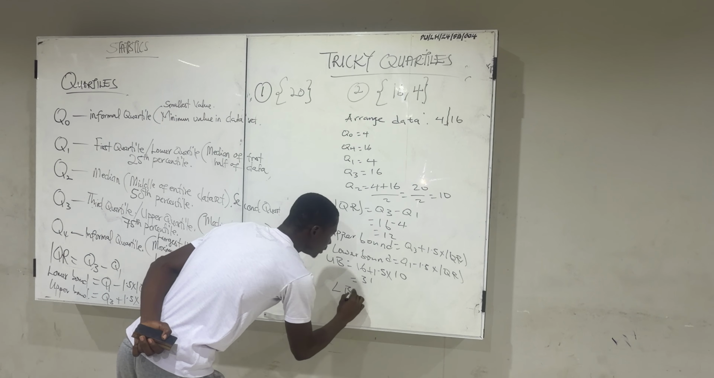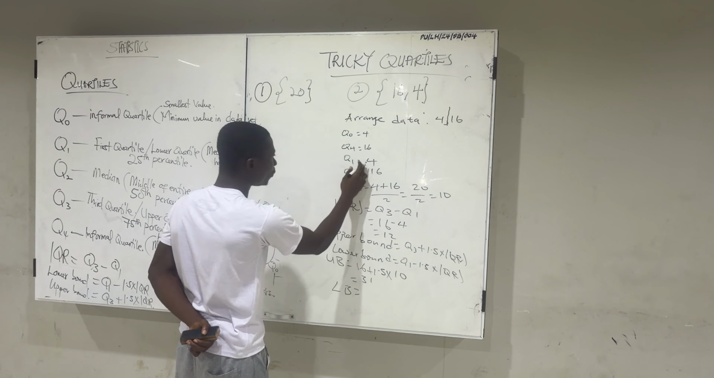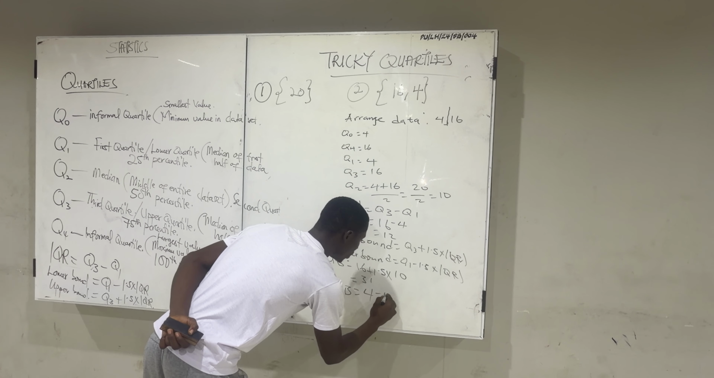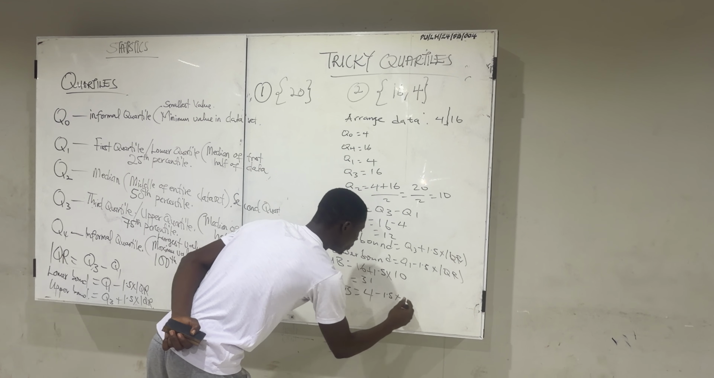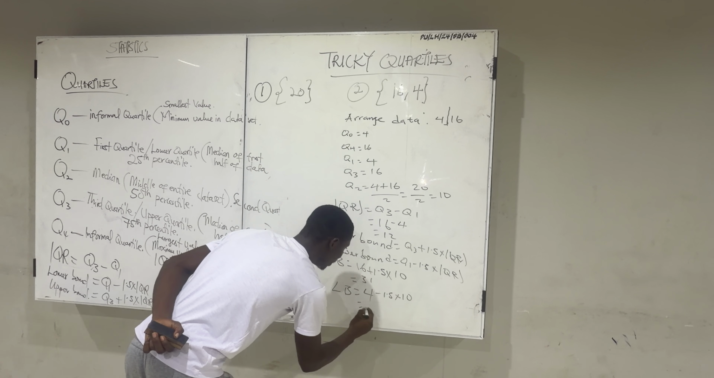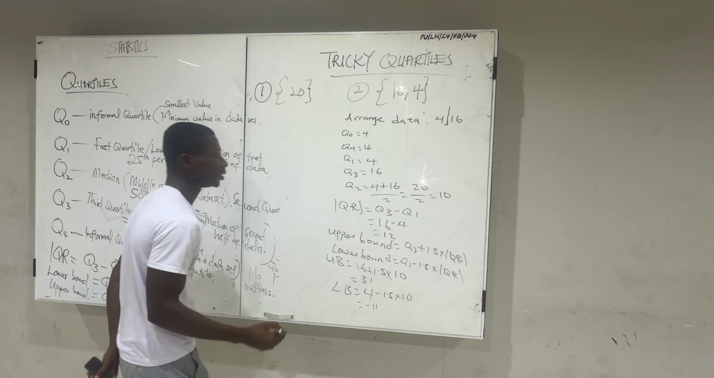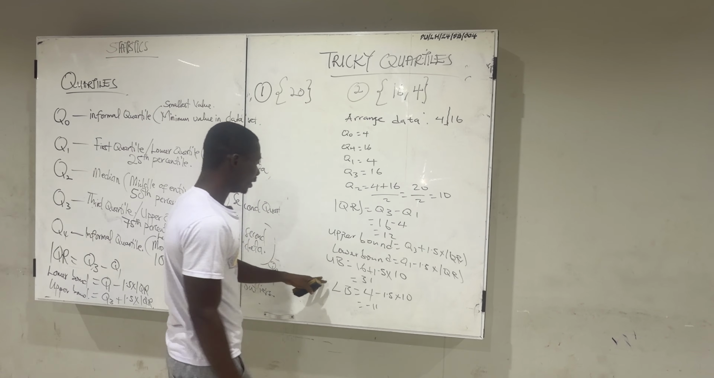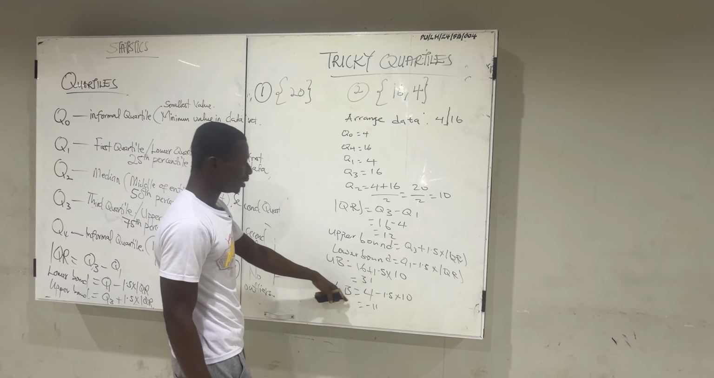Our lower bound, we have our Q1 to be 4. Then minus 1.5 times our quartile range, which is what? 10. And here you know our answer to be what? Minus 11.